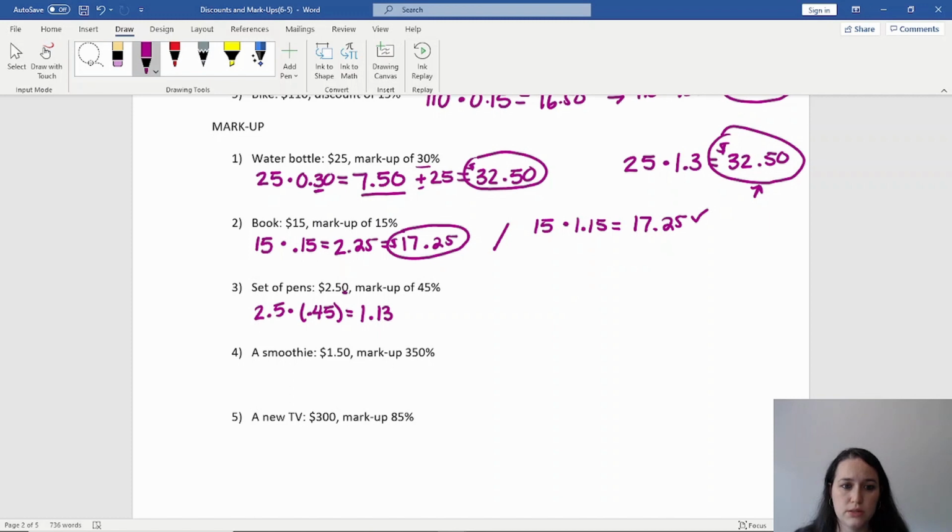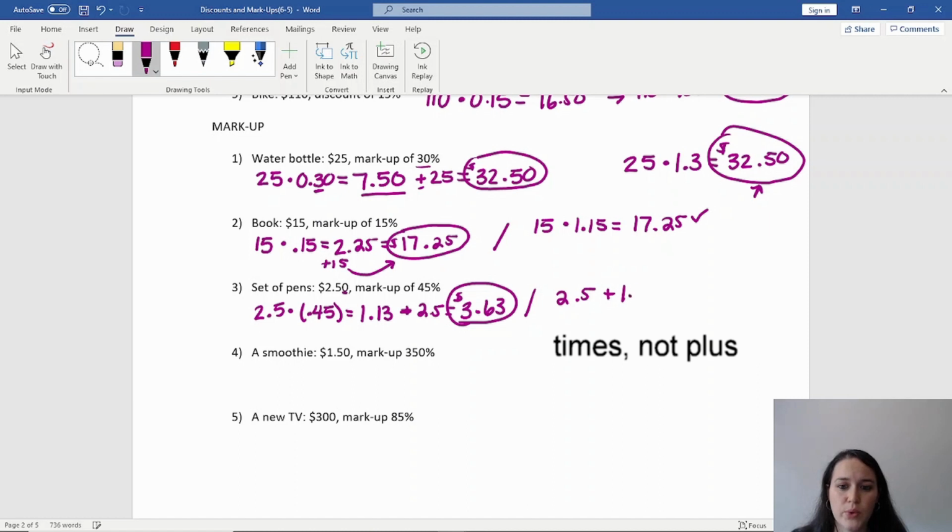Oh, and this one, I'm sorry, on number 2, I added 15 back to that one. I forgot to write out my steps. I don't want to confuse anybody. That is not my goal here. I've got $3.63 for those pens. Here's your shortcut. 2.5 times 1.45, not plus. And that is going to be 3.63.